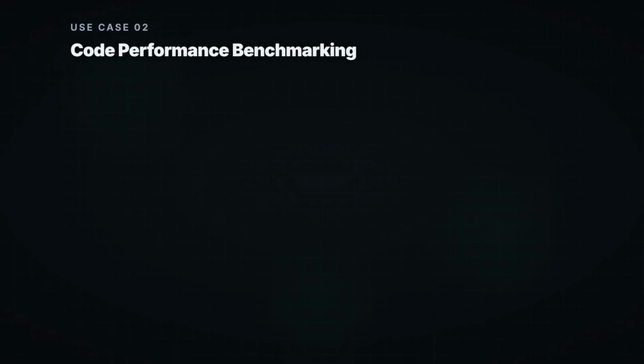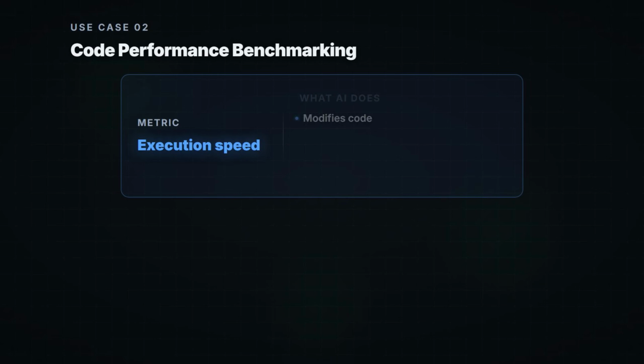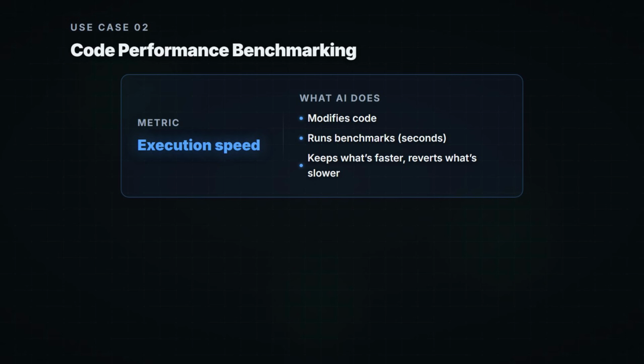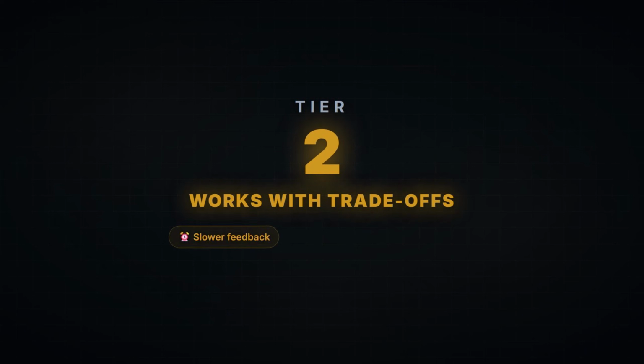Code performance benchmarking works the same way. The metric can be execution speed. The agent modifies code, runs benchmarks in seconds, keeps what's faster and reverts what's slower. Same loop, same principles. Tier 2. It works but with trade-offs. These are the use cases where the pattern genuinely works but the experiment loop is slower because you are testing against real people instead of historical data.